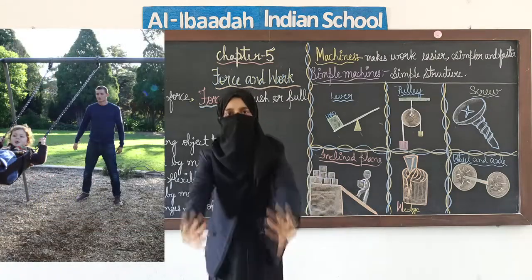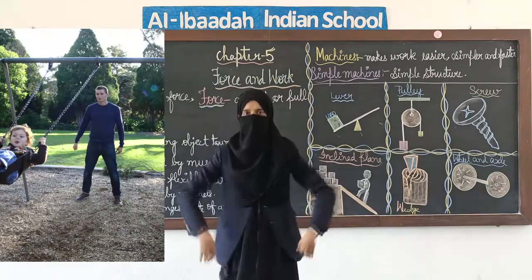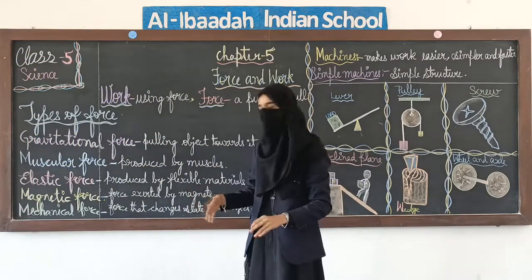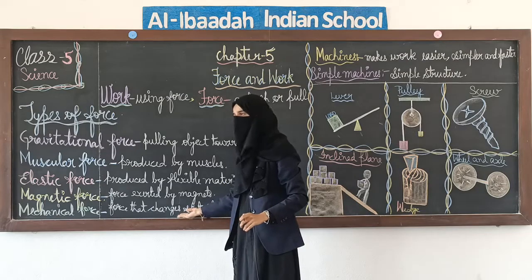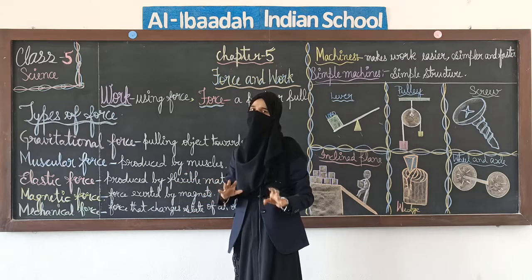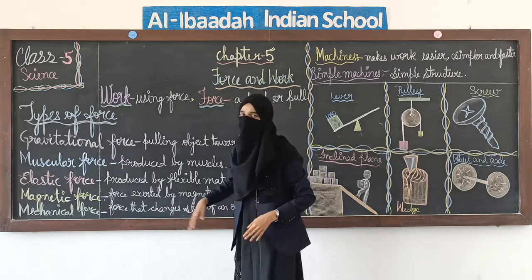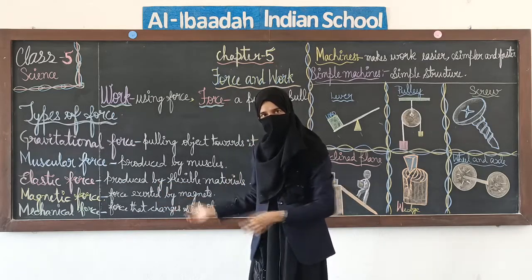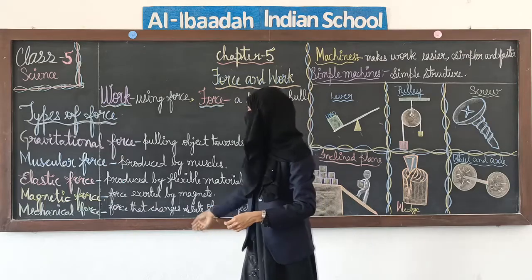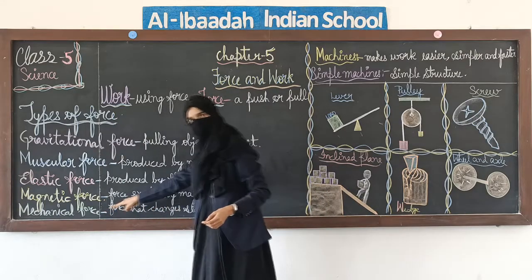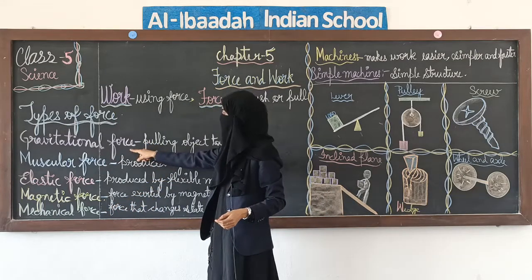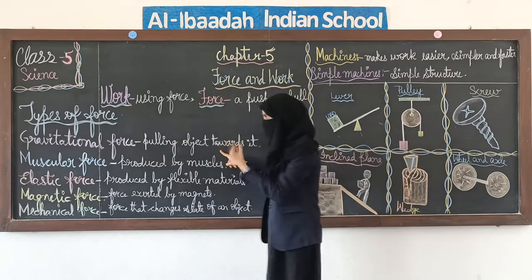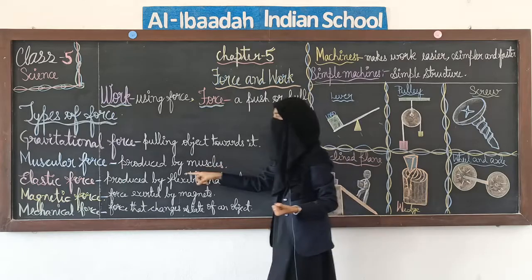When we push the swing, what happens? It starts moving. Sometimes this mechanical force for a swing might come from air also. Sometimes air or wind blows, and at that time we start swinging. Is mechanical force clear? What did we study? Gravitational force. Anything pulling an object towards it is called gravitational force.